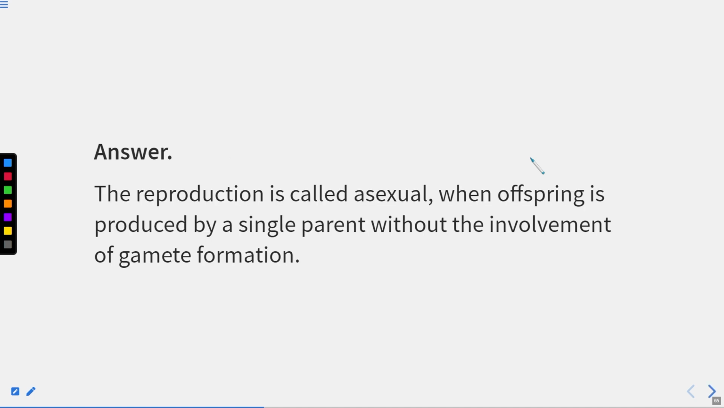First, let's discuss what is asexual reproduction again. The reproduction is called asexual when offsprings are produced by a single parent. This we have already discussed. Means in asexual reproduction, one parent is involved, uniparental. And in asexual reproduction, the offsprings are formed without the involvement of gamete formation. No gametes are formed during asexual reproduction.